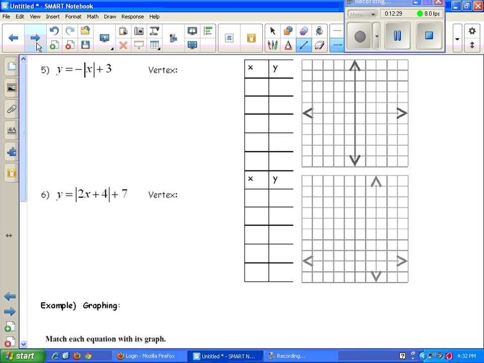On the back side of my paper, notice that we have a negative in front of our graph right here. So you're asking yourself, well, what's that negative going to do to my graph? The negative is going to make your V shape open upside down. So this makes the V shape open downwards.